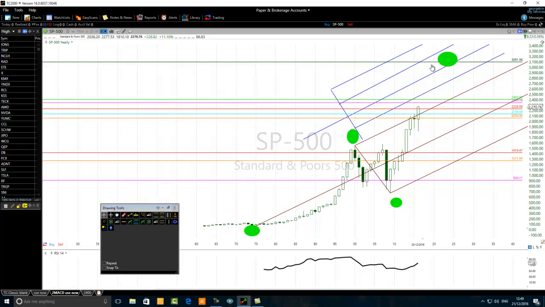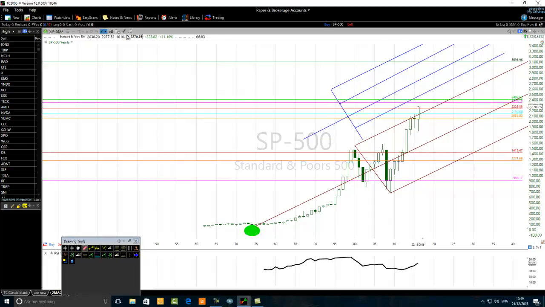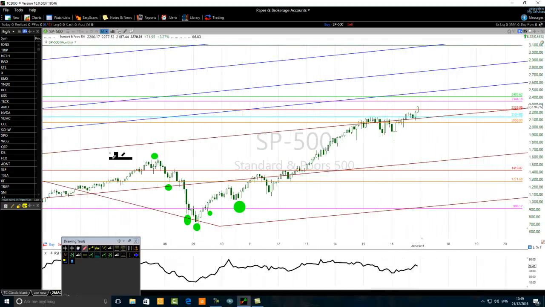Now that we have all those lines on our charts, because we're on a yearly chart, which time frame should we use? Now we'll go to the monthly chart. Yearly chart, monthly chart, daily chart. Go to the monthly chart and let's see what's going on here.